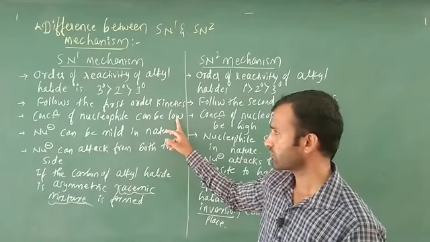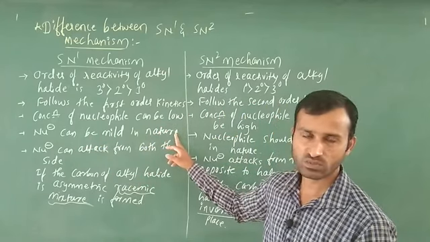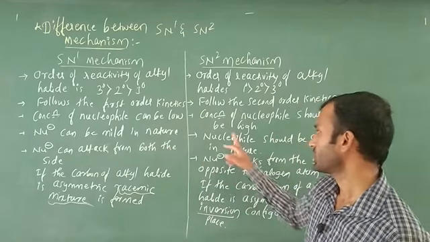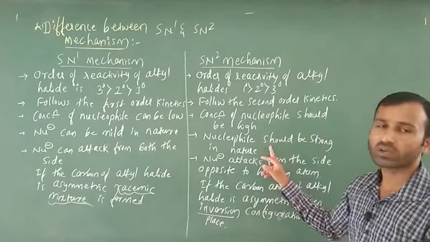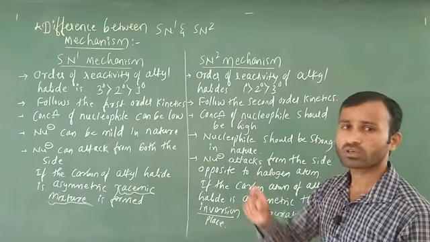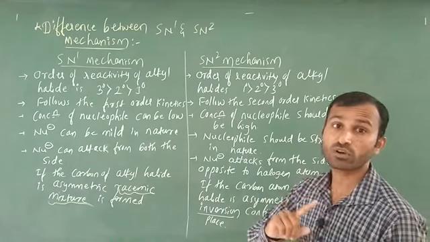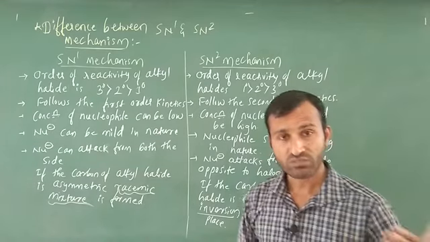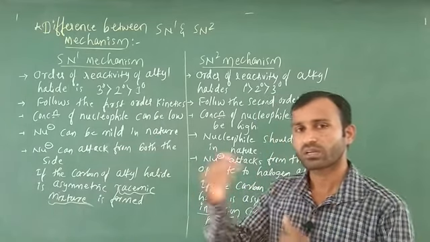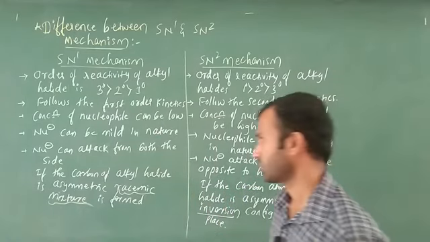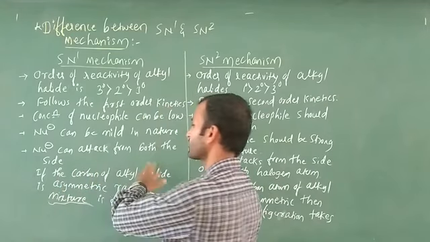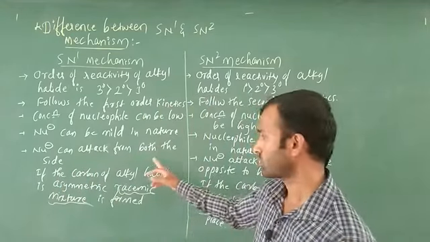Okay. Next difference: in SN1 the nucleophile can be mild in nature, and the concentration is low, which means the nature is also mild. But in SN2 the nucleophile should be strong in nature. That is why it can attack only the backside, opposite to the halogen. When it attacks opposite to the halogen, obviously there is a formation of a transition state, and after that the formation of the final product. The last difference in this case: the nucleophile can attack from both sides in SN1, I told you right now.